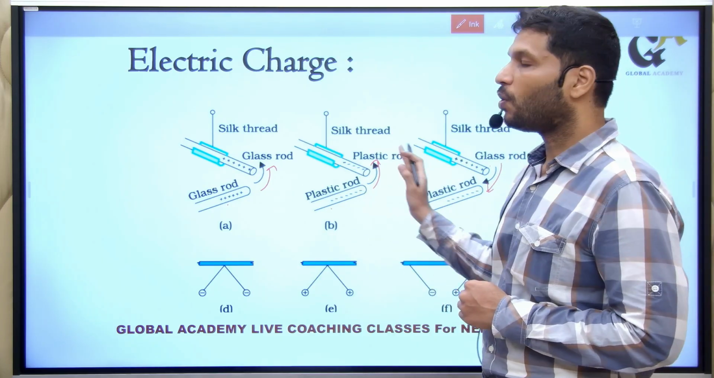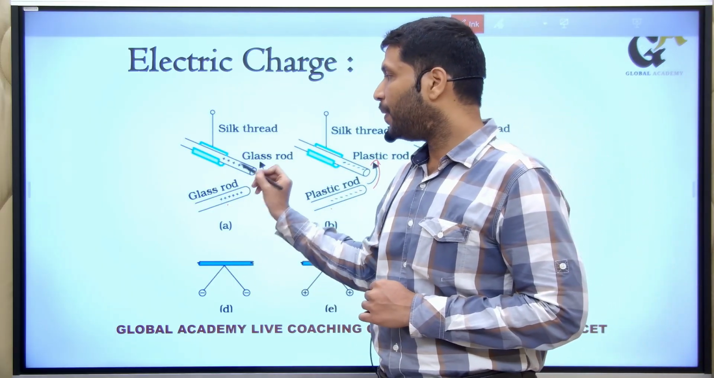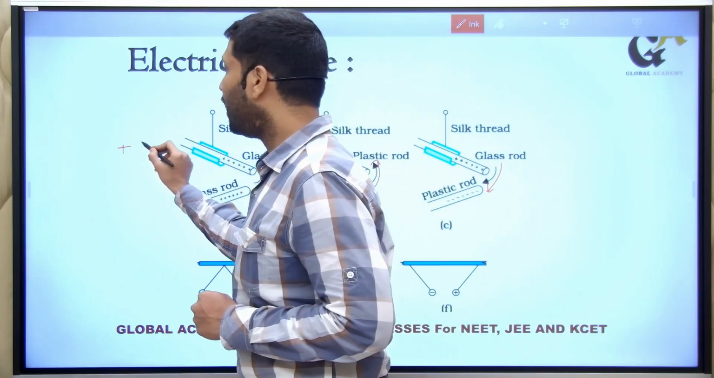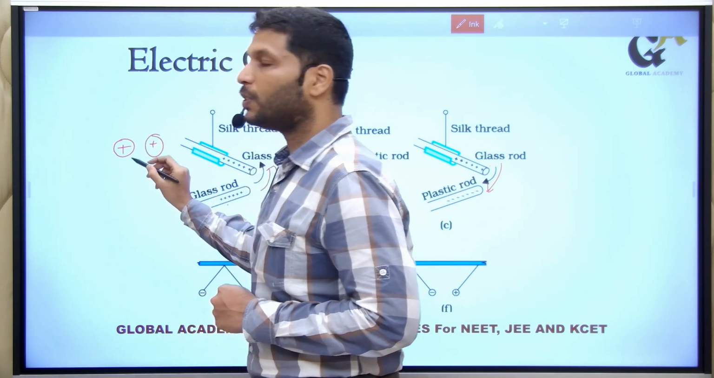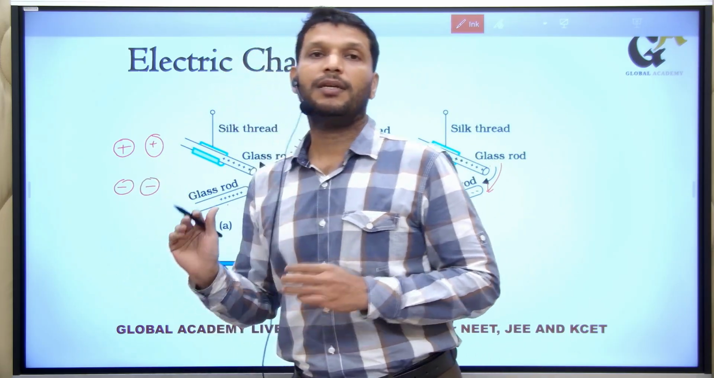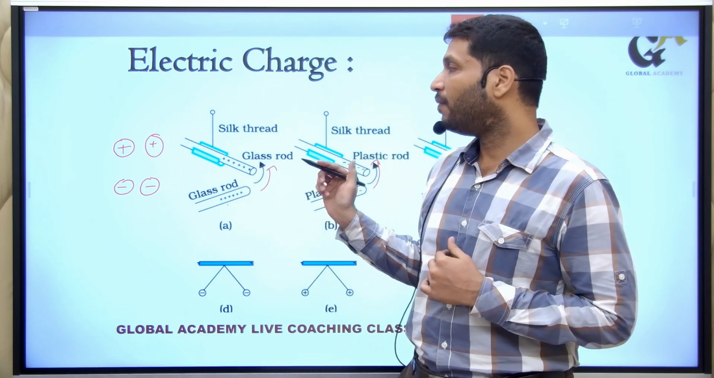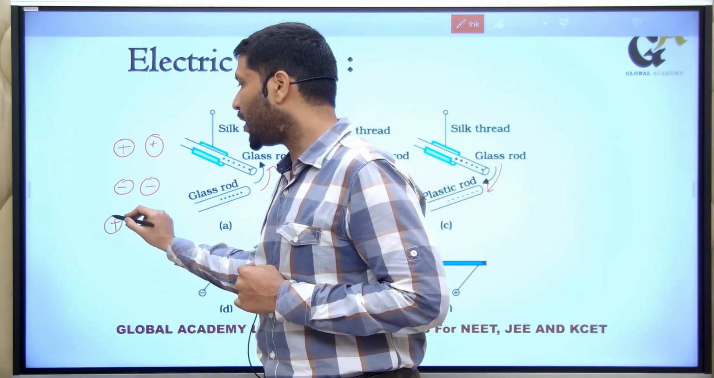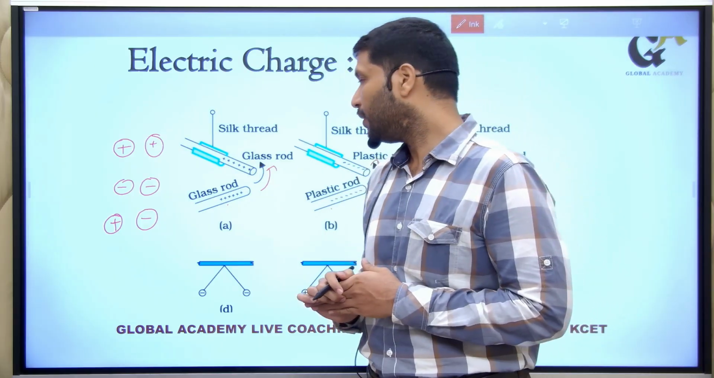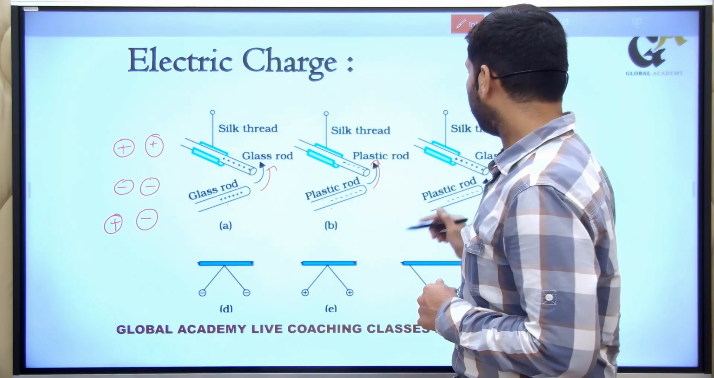From this observation, the scientists came to the conclusion that when you bring two like charges, in the sense positive and positive, or two negative charges or charged bodies close to each other, they repel each other. However, when you bring two unlike charges, that is positive and negative, they attract each other. So that is the overall conclusion from this experiment.